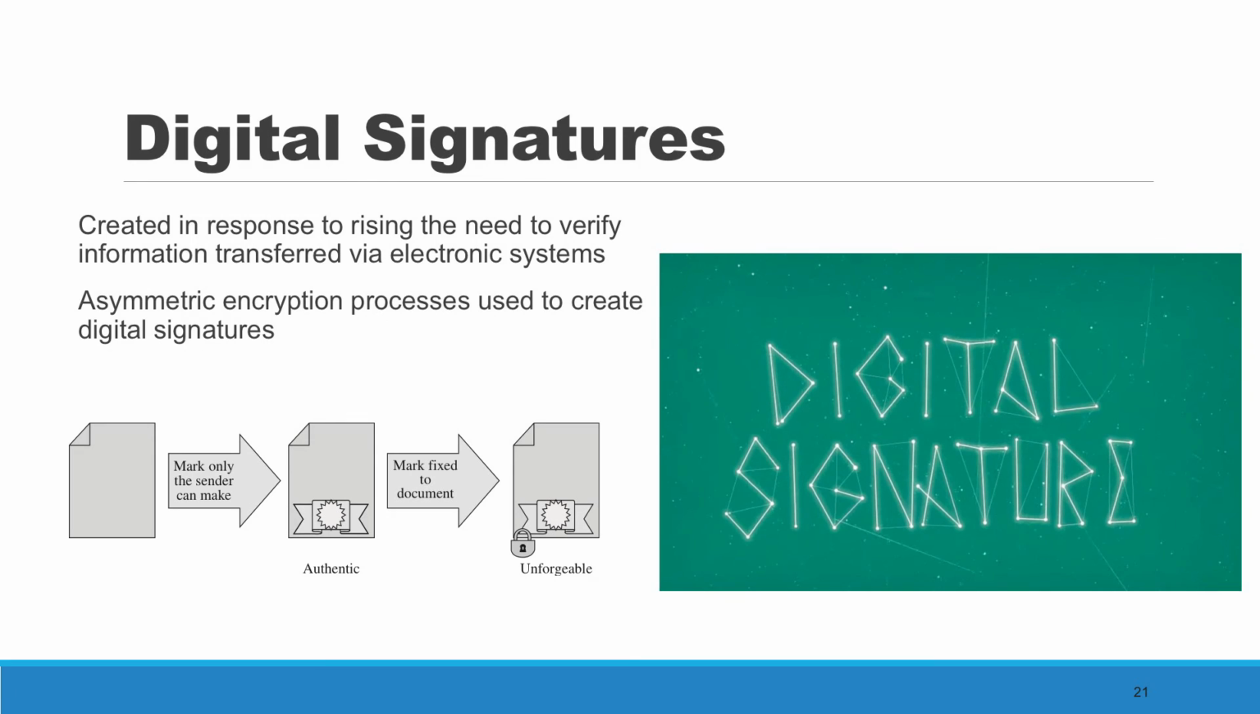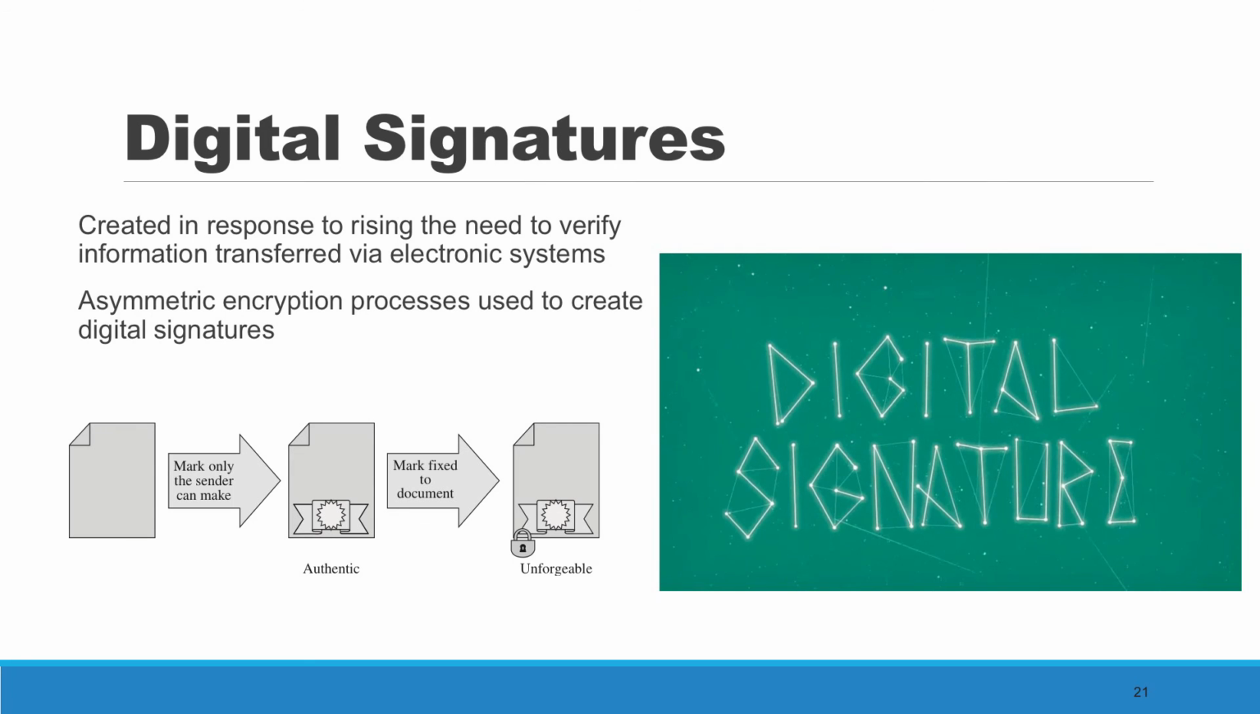Now that we have an idea of how we can verify the integrity of the data, how do we verify that the person who sent the data to us in the first place is who they say they are? The way that we can verify this information is through the use of digital signatures.